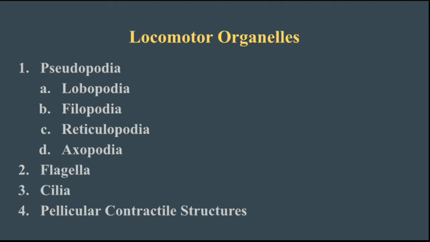These organelles are used by protozoans in locomotion. Locomotion is the process by which animals move from one place to another place, and the organs that help in that process are called locomotory organs. So in the protozoans there are four kinds of locomotory organelles: pseudopodia, flagella, cilia, and pellicular contractile structure. In the pseudopodia there are four subtypes: lobopodia, filopodia, reticulopodia, and axopodia.